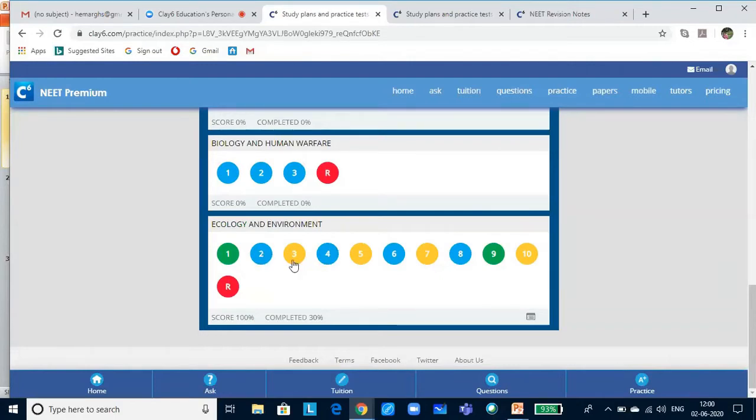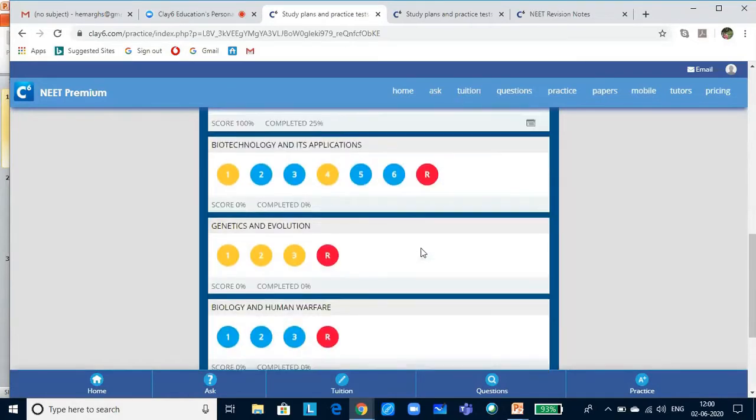Now, a yellow bubble indicates that the test is incomplete. Sometimes what happens, you might have started the test and after seeing 3 or 4 questions, you realized that you are not thorough with the concepts. And then you might end the test. And then when you want to come back after learning the concepts, this yellow bubble indicates that you had to take this test and complete it.